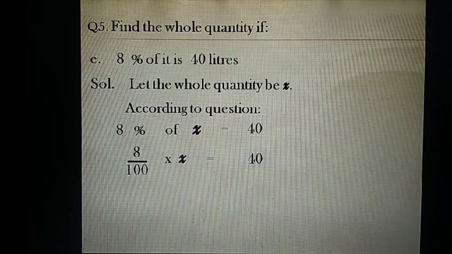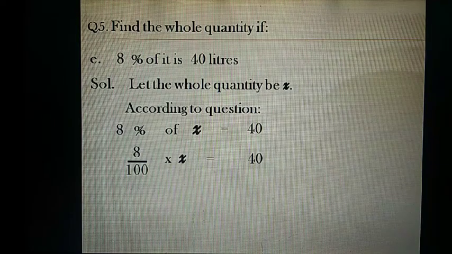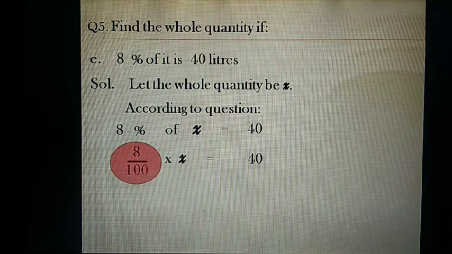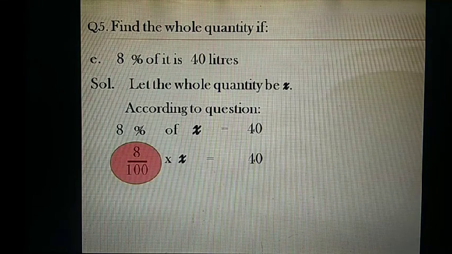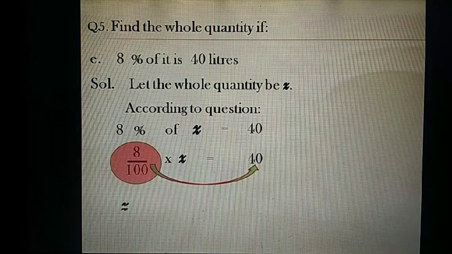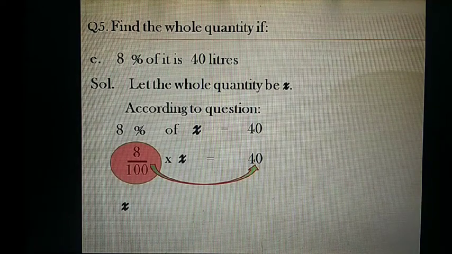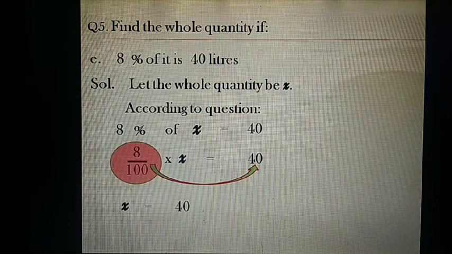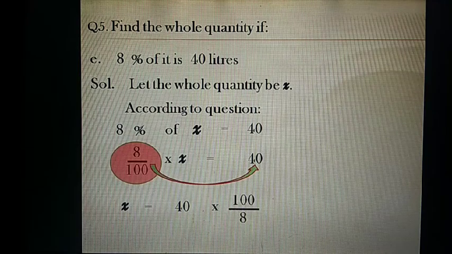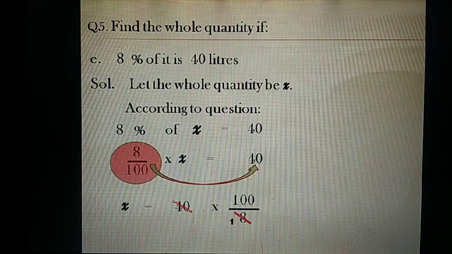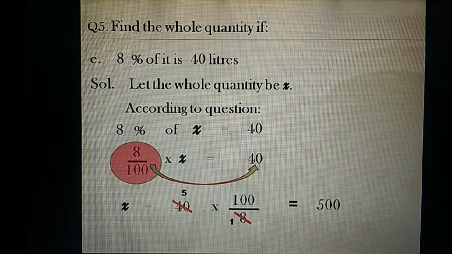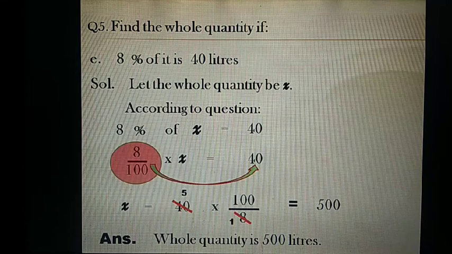Now, again, as we are supposed to find the value of x, which is on the left hand side, we will shift this fraction to the other side. Shifting a fraction means shifting the reciprocal of it to the other side. So we will get x as 40 into reciprocal of the fraction, that is 100 upon 8. Start performing the cancellation now. 8 ones are 8, 8 fives are 40. Finally multiply 5 and 100. We will get 500. So here the whole quantity is 500 liter.